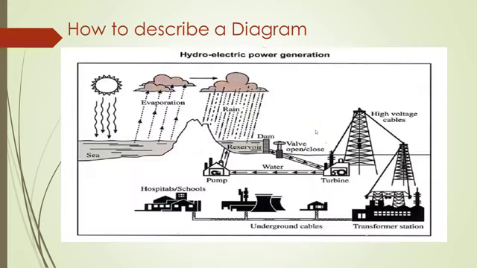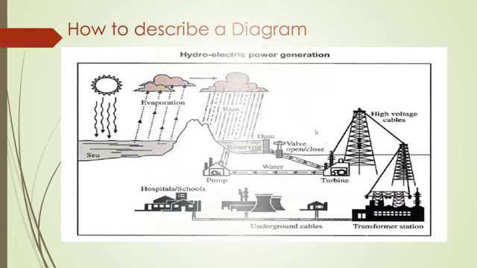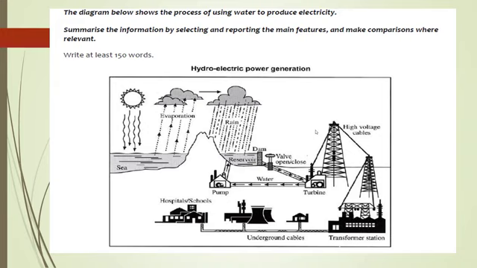So this is the diagram which we are going to describe step by step today. Hydroelectric power generation, how to produce electricity from the water. This is the topic actually. The diagram below shows the process of using water to produce electricity. Summarize the information by selecting and reporting the main features and make comparison where relevant.